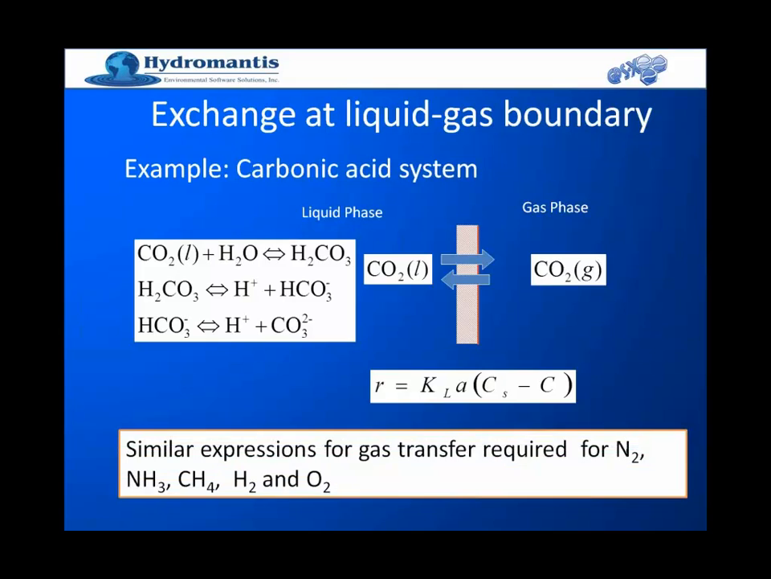And similar expressions are used for gas transfer required for nitrogen. Well, we don't have ammonia right now, but we have nitrogen, methane, hydrogen, and oxygen.